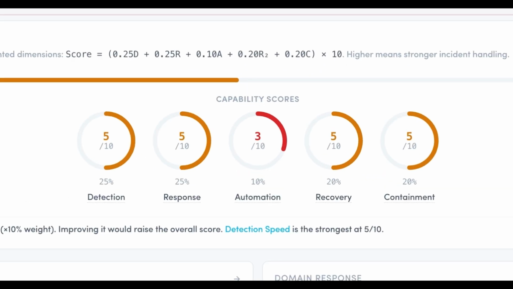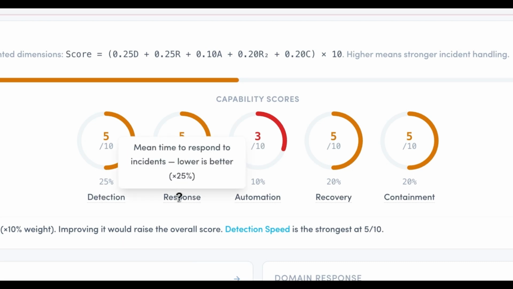Detection speed, how quickly you spot a threat after it appears. Response speed, how quickly your team acts once a threat is detected. Containment effectiveness, what percentage of incidents are contained within your target timeframe. Recovery efficiency, how fast you return to normal after an incident. And automation coverage, how much of your response workflow is automated rather than manual.